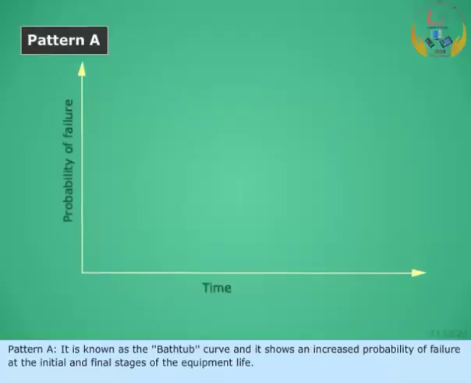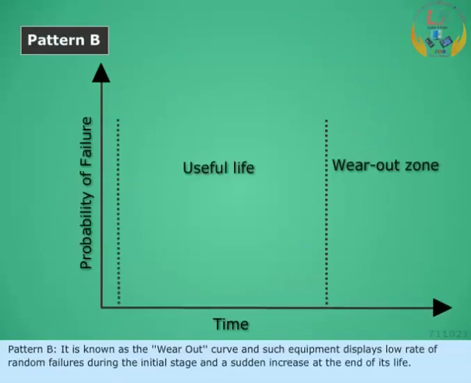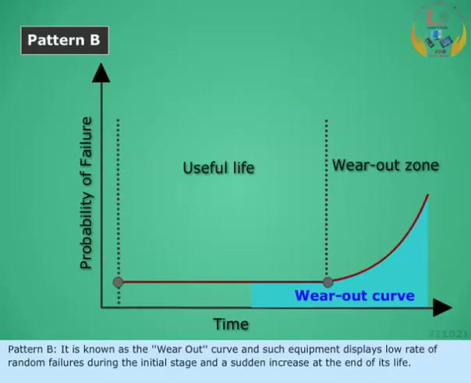Pattern A. It is known as the bathtub curve, and it shows an increased probability of failure at the initial and final stages of the equipment life. Pattern B. It is known as the wear-out curve, and such equipment displays low rate of random failures during the initial stage and a sudden increase at the end of its life.